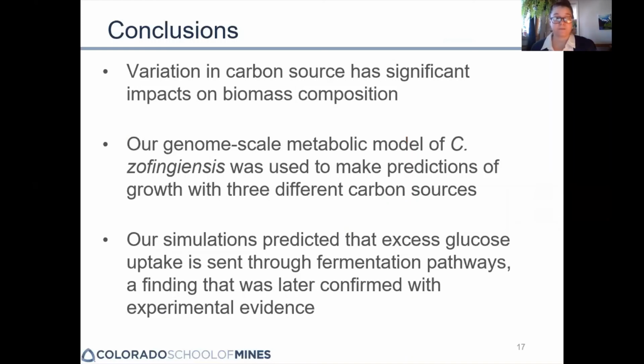In conclusion, the variation in carbon source has a tremendous impact on biomass composition, especially with organisms like C. zofingiensis. And this has strong impacts on the flux distributions predicted. Our genome scale metabolic model of C. zofingiensis was used to make predictions of growth in 3 different carbon sources. Our simulations predicted that excess glucose uptake is sent through fermentation pathways. This is a novel prediction that was then confirmed using experimental evidence.